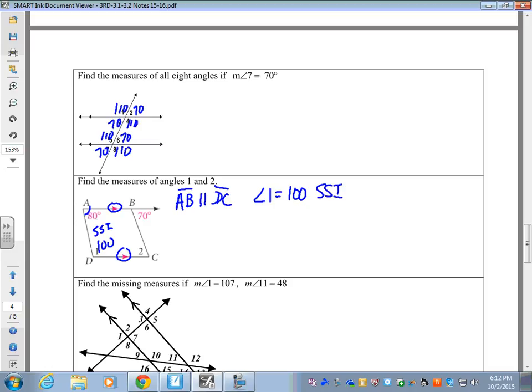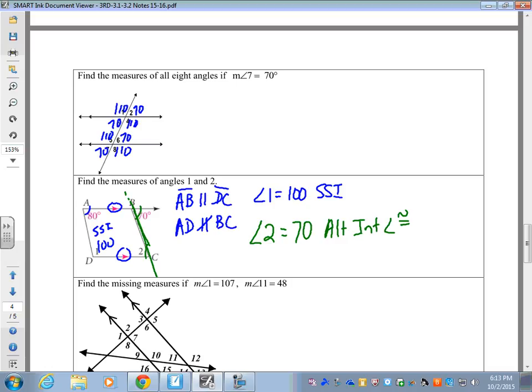But I had some people say that angle 2 is 80. I can't make that relationship because AD is not parallel to BC. And so I'm using a different transversal to find the measure of angle 2. I'm using the transversal BC, and now I'm looking at alternate interior angles. So the measure of angle 2 is actually 70. It's congruent using alternate interior angles. Alternate interior angles are congruent in that theorem.